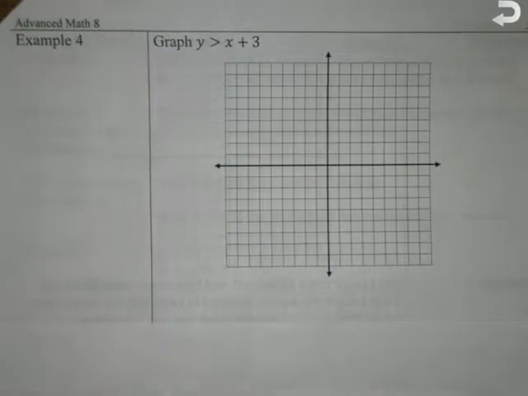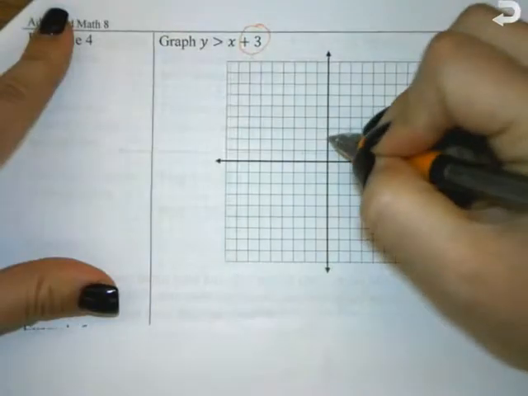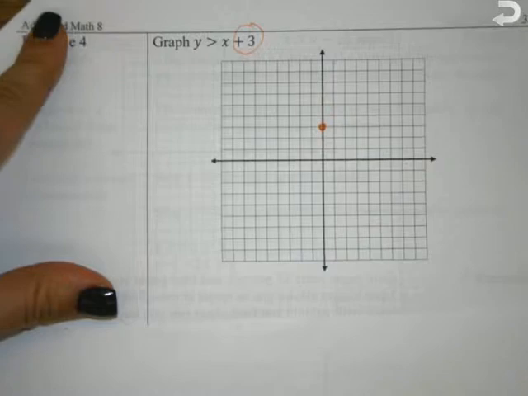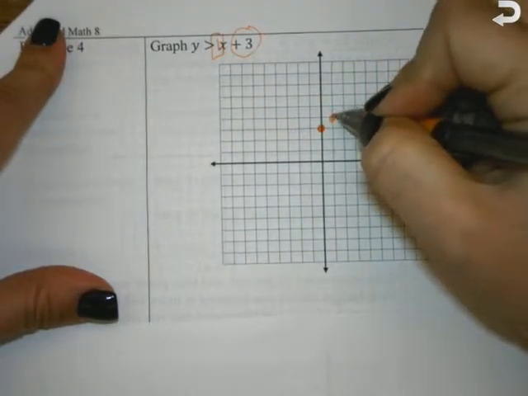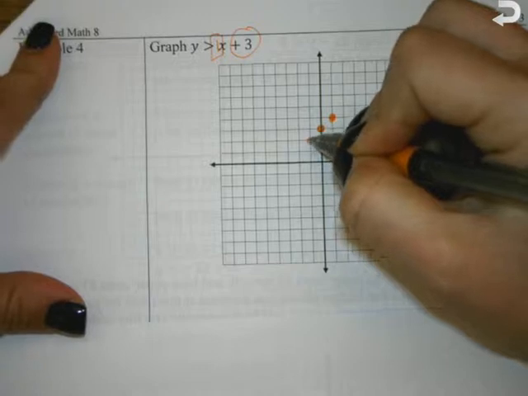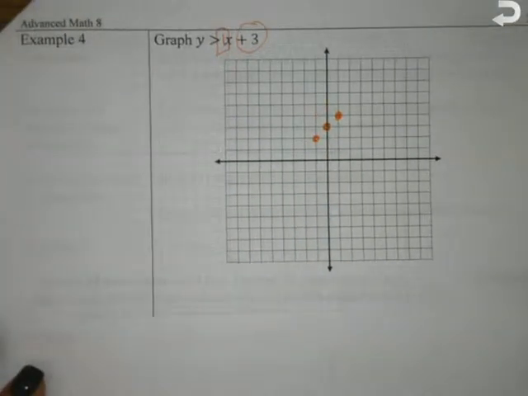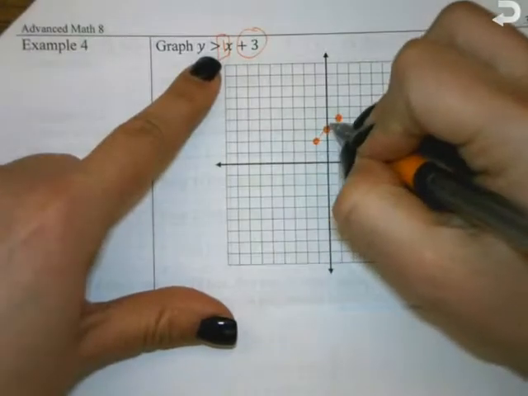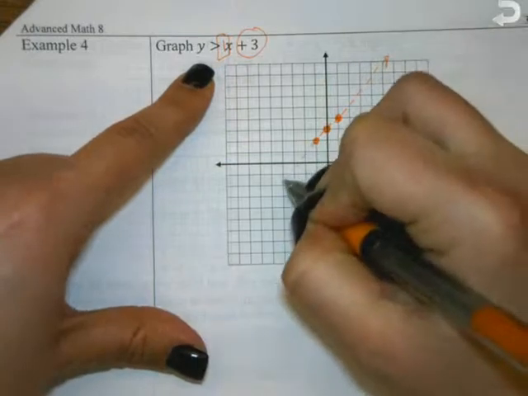Okay, ladies and gentlemen, what is our y-intercept? Positive 3. So you're going to go up 1, 2, 3. What is your slope? 1 over 1. So you should go up 1 over 1, and then I'm going to go down 1, left 1. What type of line should this be? Dashed or solid? Dashed. How did you guys know? Because it's just greater than, there's no equal to. Okay, so I'm going to graph the dashed line.